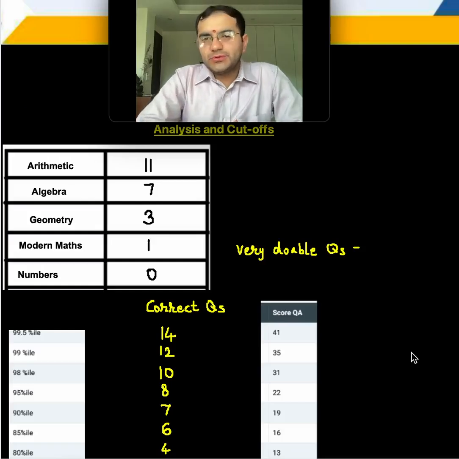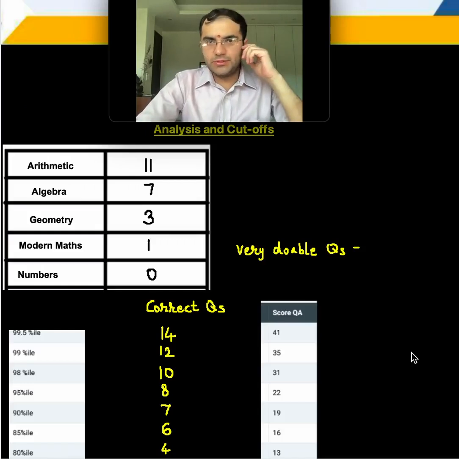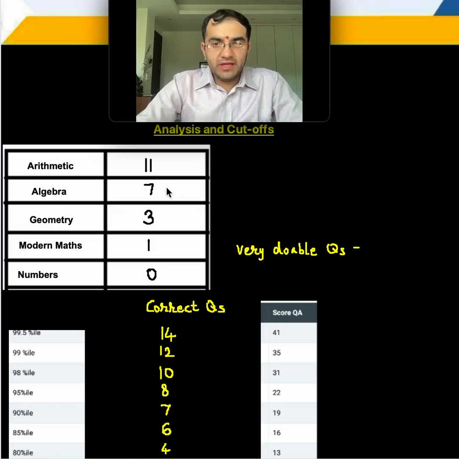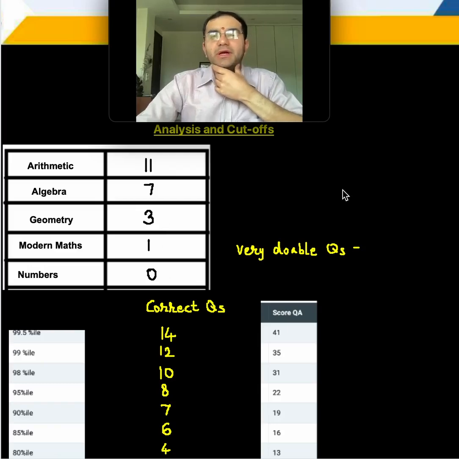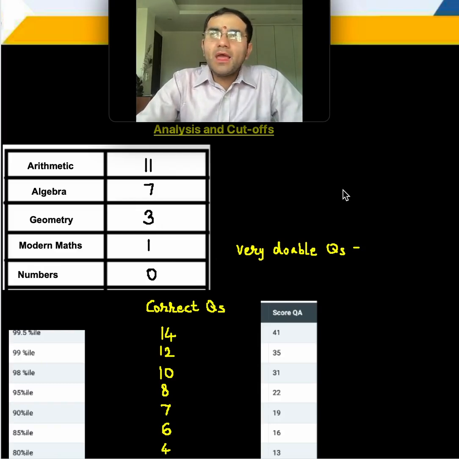Let us come to the analysis and cutoff discussion for CAT 2021, slot number 3. Once again, we have found the paper to be very heavy on arithmetic. Out of 22 questions, half the questions are from arithmetic. Then you have quite a lot of algebra, and then 3 questions of geometry, but again, as per my calculations, nothing from numbers.